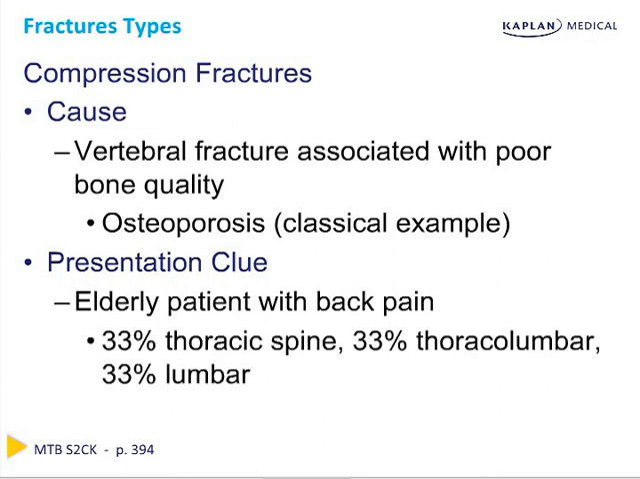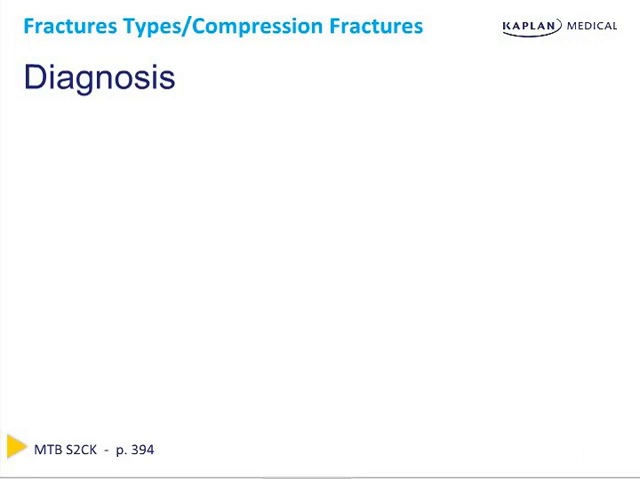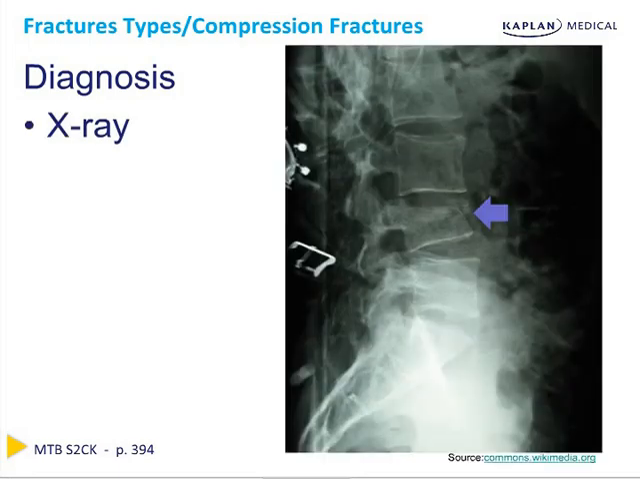The location of the compression fractures is evenly split between the thoracic spine, the thoracolumbar spine, and the lumbar spine. Cervical vertebrae are rarely involved. Again, diagnosis requires radiographic evaluation.